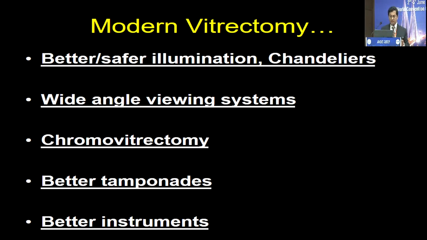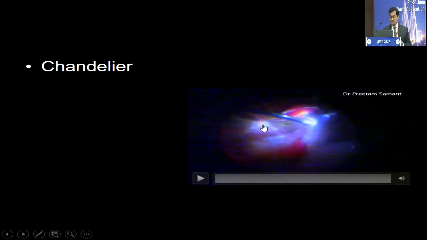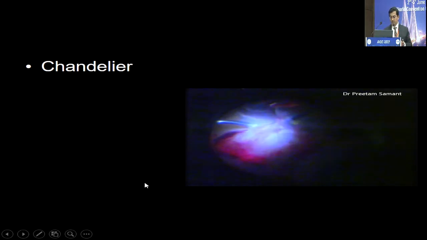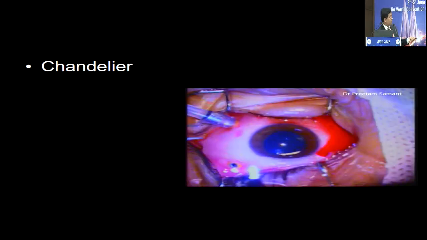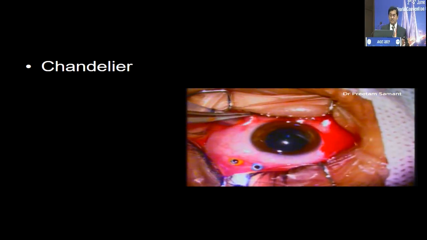So modern vitrectomy, you have better illumination nowadays, you have chandeliers, you have wide angle viewing systems, there's chromovitrectomy, better tamponades, better instruments. So the chandelier also helps in certain situations. Here's a case where I use a chandelier, because this was a case where there was an intraocular foreign body which was impacted in a detached retina. Now if I were to yank off the intraocular foreign body from the retina so close to the posterior pole, it would have caused devastating complications.